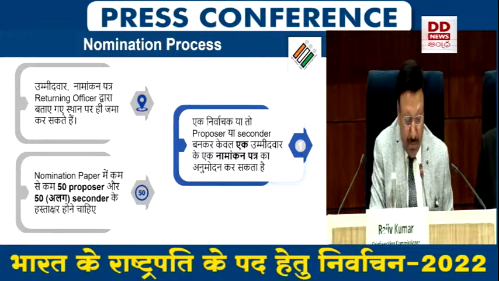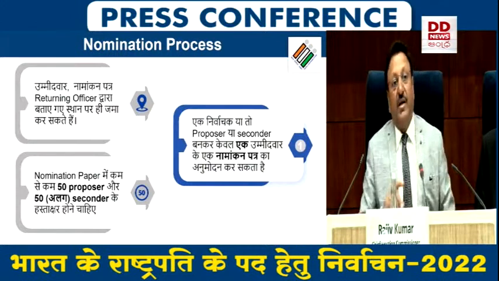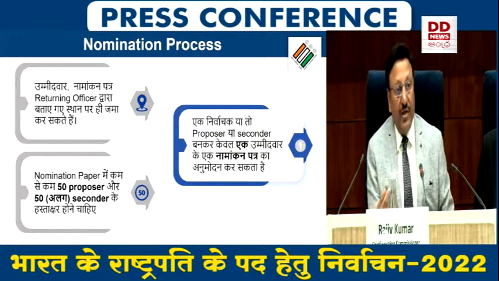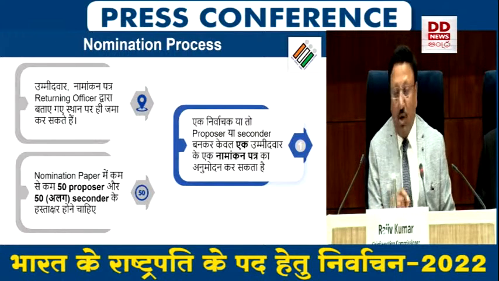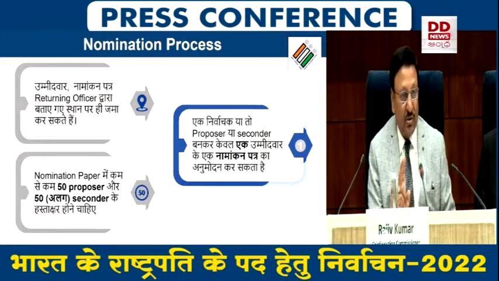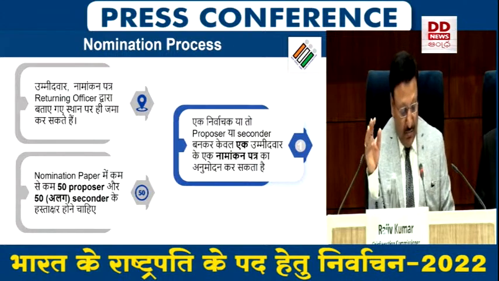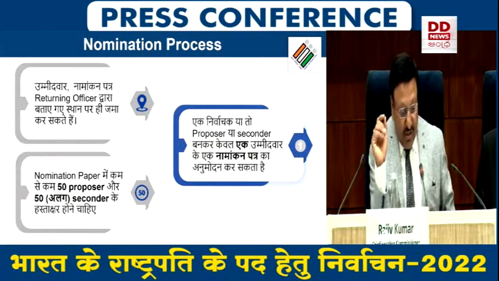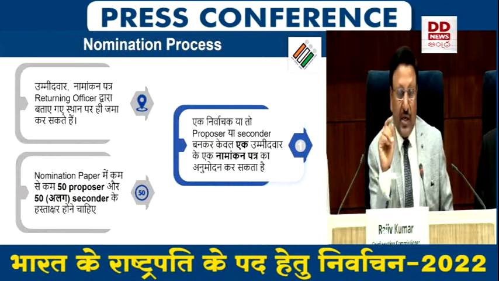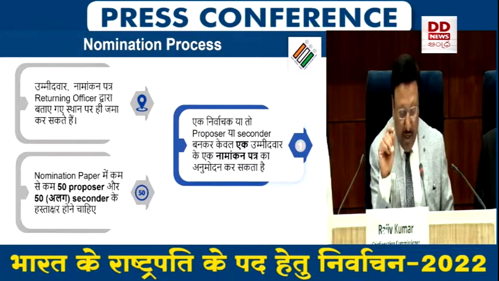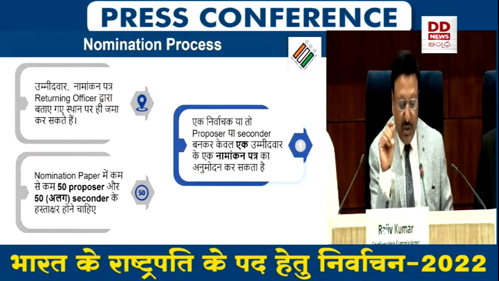Nomination में proposer के रूप में कम से कम 50 proposers. 50 members of the Electoral College will propose, and another set of 50 will second. They would be not common, new. So one set for proposing and one set for seconding. And an elector can subscribe to only one nomination paper of a candidate as either a proposer or a seconder.